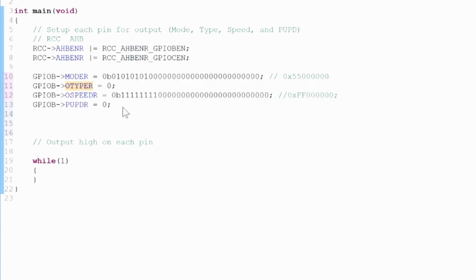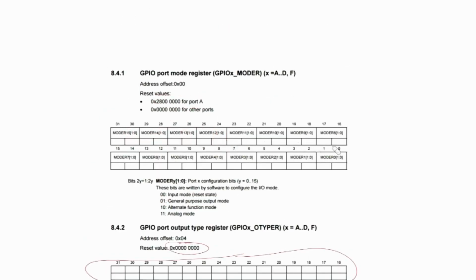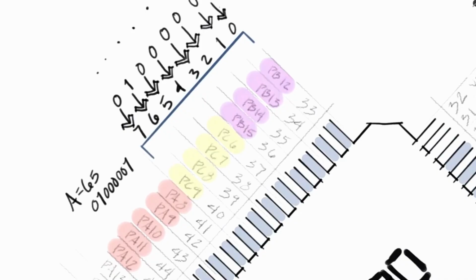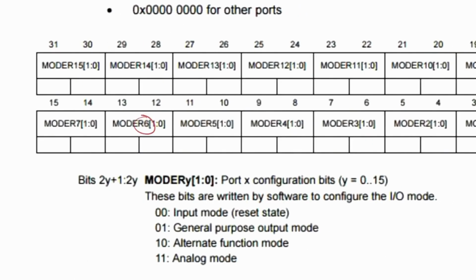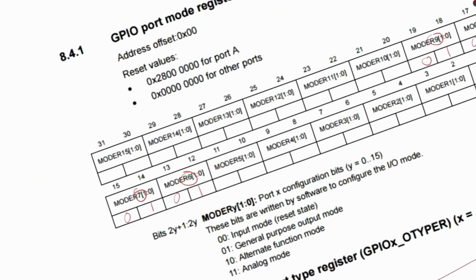Just going to do a copy and paste and replace all these with C's. And obviously these numbers are not going to be the same. So let's take a look at what we need to do there. Let's take a look at the mode first. So what pins are we using on port C? So pins 6, 7, 8, and 9. That's going to be 0, 1s. And all these are going to be 0s.